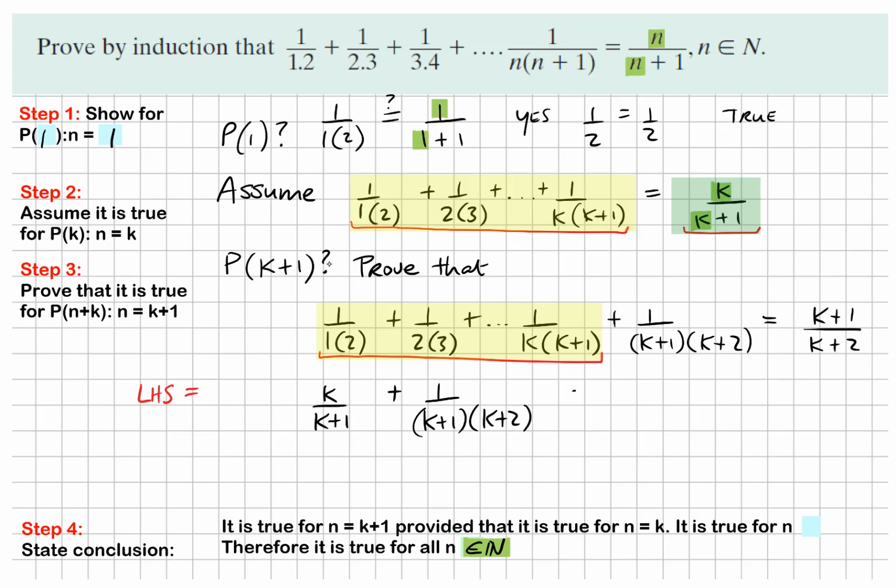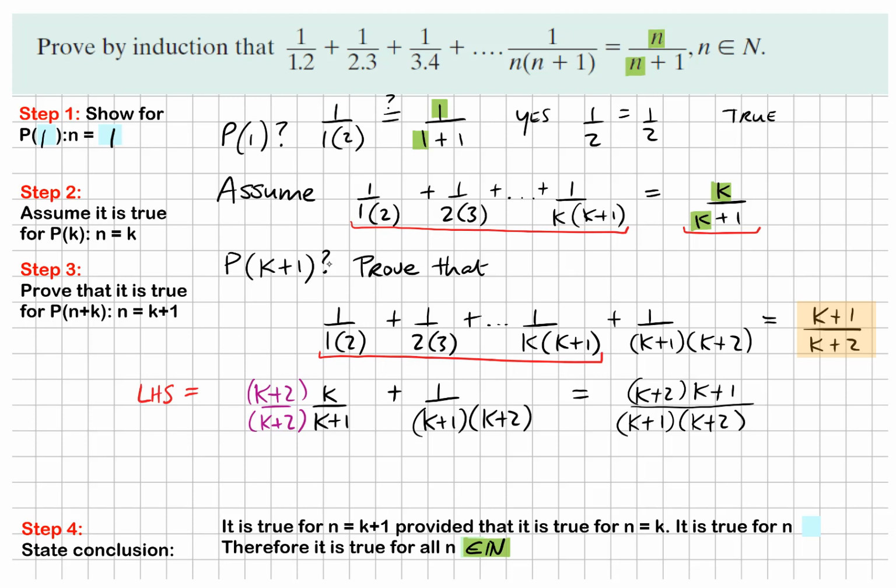Now I'm going to manipulate this, and I want to make it look like the answer we want it to be, k plus 1 over k plus 2. So I want to add these two fractions together. To do that, I have to have the same denominator. So I'm going to give the denominator as k plus 1 times k plus 2. So when I add these fractions, it becomes k plus 2 multiplied by k, plus 1.